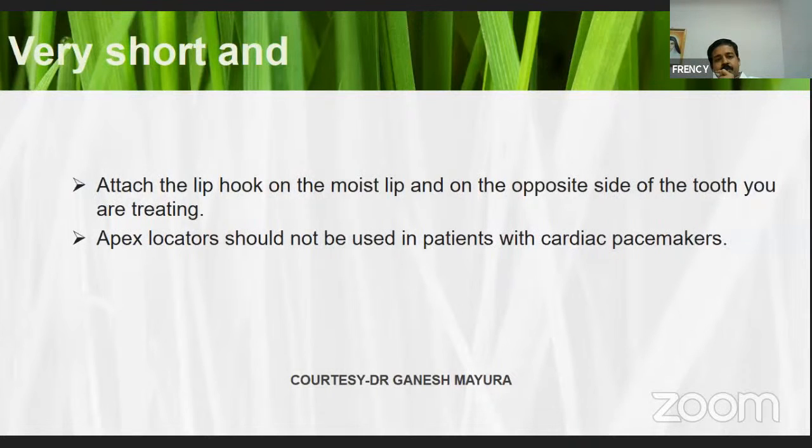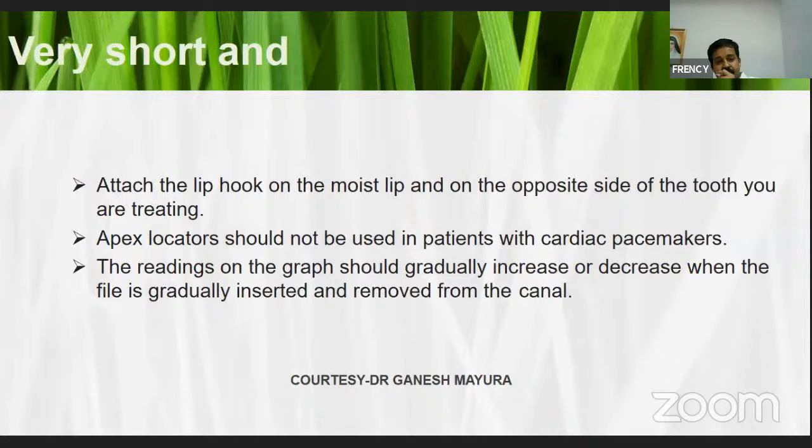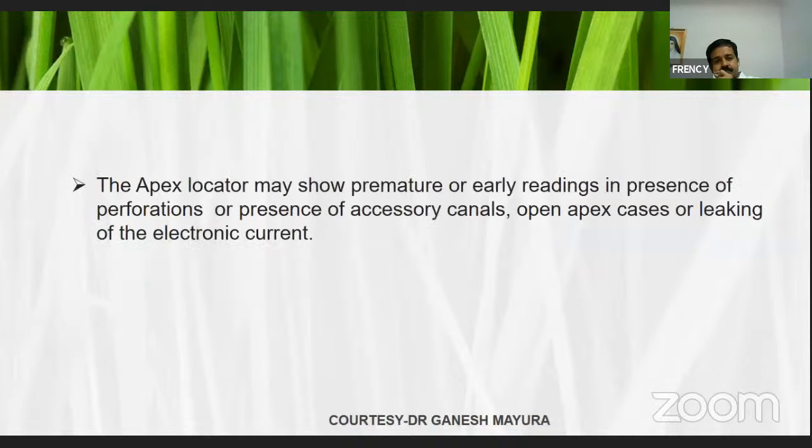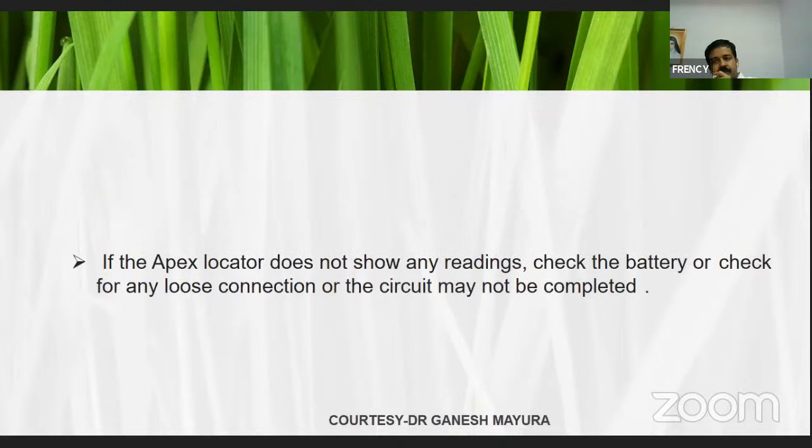The apex locator should not be used in patients with cardiac pacemakers, and the reading on the graph should gradually increase or decrease when the file is inserted and removed from the canal, rather than jumping suddenly. If the apex locator shows premature or early readings, there may be a perforation, accessory canal, open apex, or leaking of the electronic current through the gingiva, for example in subgingival caries.